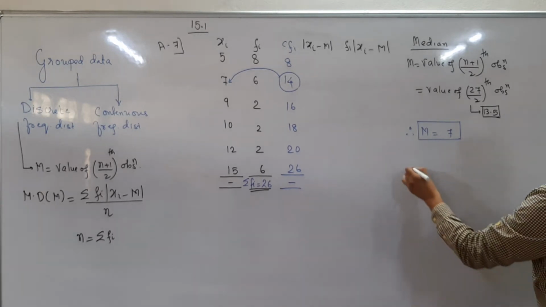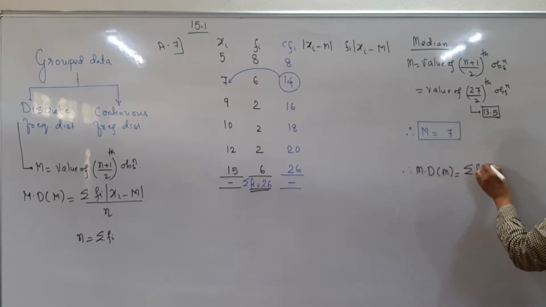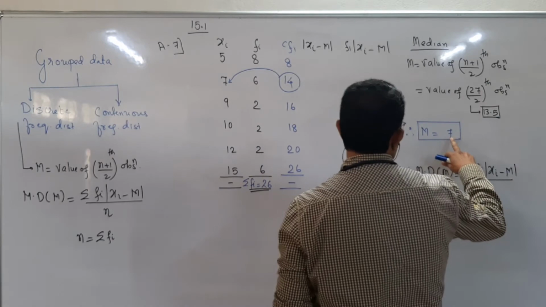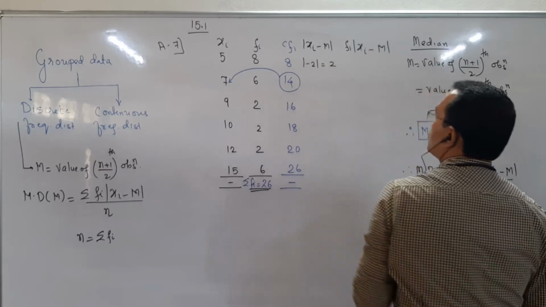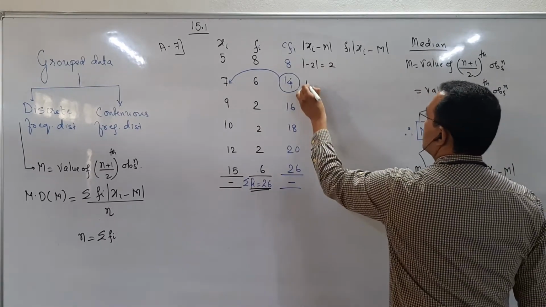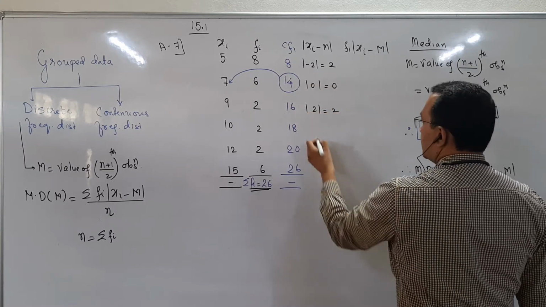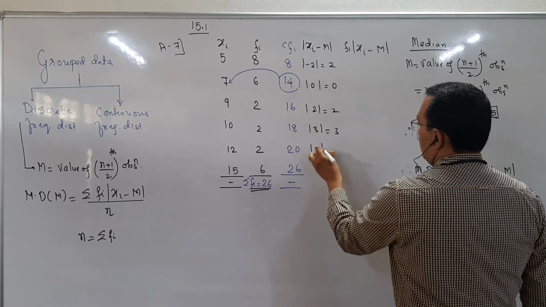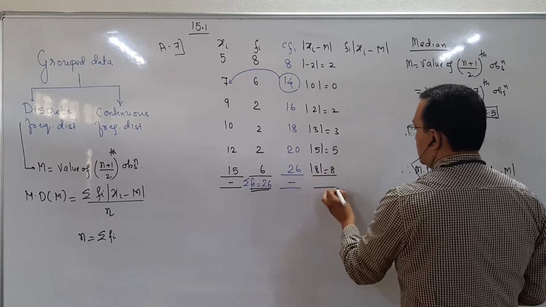So here I am writing, mean deviation with respect to median will be sigma fi into mod xi minus M upon n. From every xi subtract 7: 5 minus 7 is minus 2, and mod of minus 2 is 2. 7 minus 7 is 0, mod of 0 is 0. 9 minus 7 is 2, mod of 2 is 2. 10 minus 7 is 3, mod of 3 is 3. 12 minus 7 is 5, and mod of 5 is 5. 15 minus 7 is 8, and mod of 8 is 8.